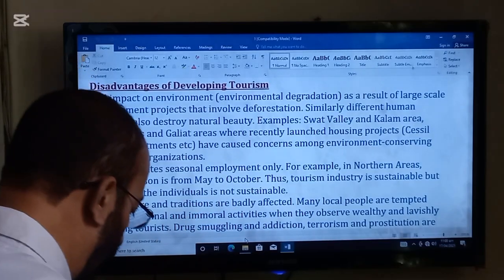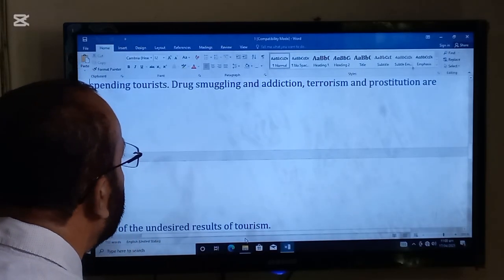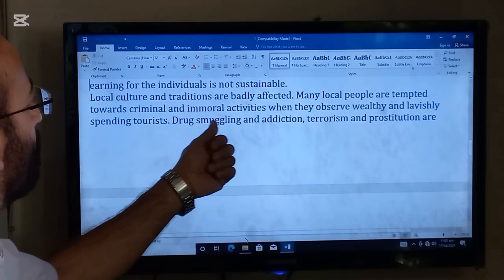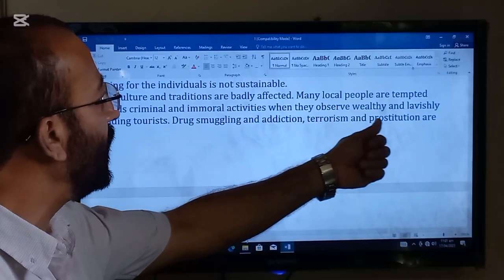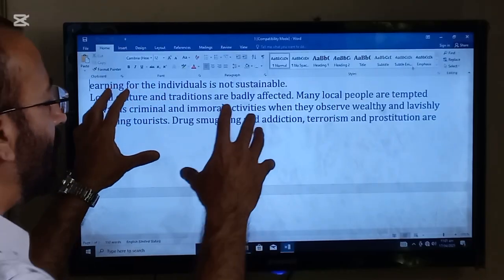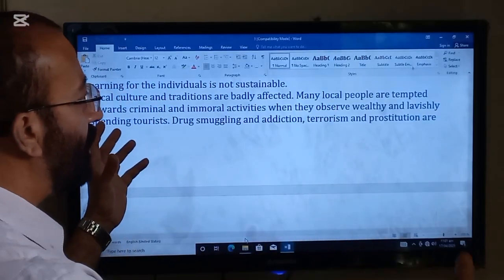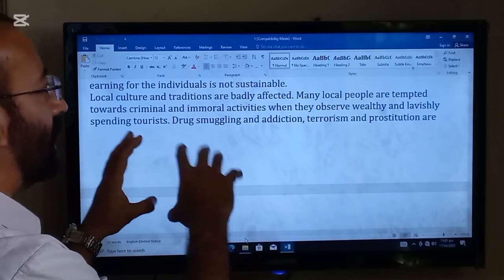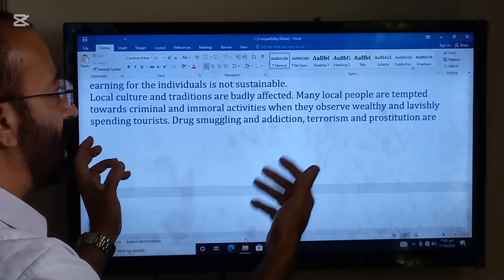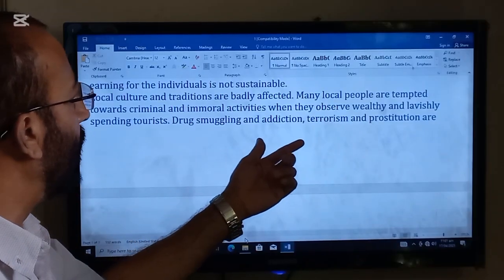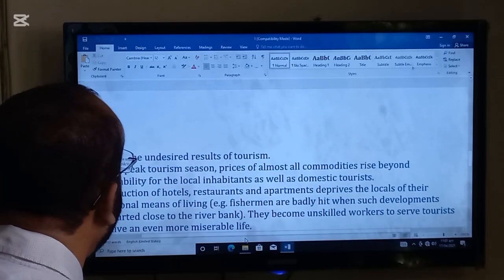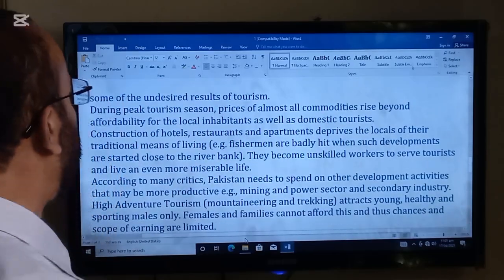Local culture and tradition are badly affected. Many local people are tempted towards criminal and immoral activities when they observe wealthy and lavishly spending tourists. So, because normally the people who live there are poor, and when rich and lavish tourists visit those places, the local people are tempted to criminal activities. Drug smuggling and addiction, terrorism, and prostitution are some of the undesired results of tourism.